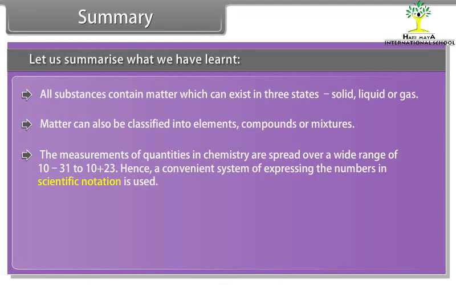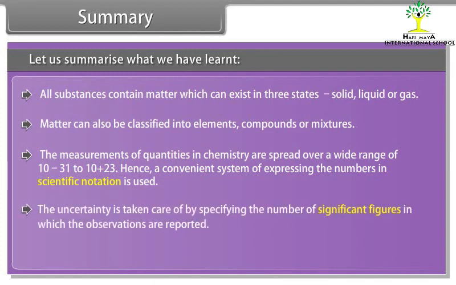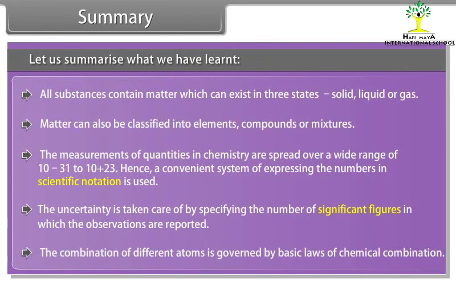Hence, a convenient system of expressing the number in scientific notation is used. The uncertainty is taken care of by specifying the number of significant figures in which the observations are reported. The combination of different atoms is governed by basic laws of chemical combination.